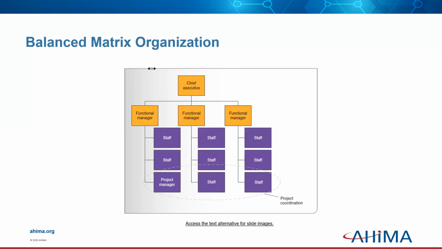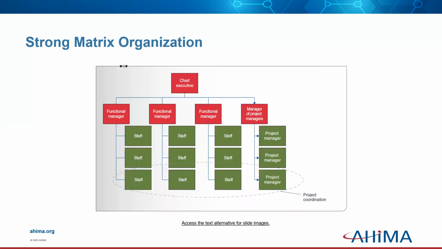In the balanced matrix organization, there is a project manager designated from one of the functional departments to serve as leader of the project. The project manager has modest authority and access to resources, but must still collaborate with the functional managers to obtain these resources. And the work is fully directed by the project manager, working with the functional managers, making decisions about project scope.